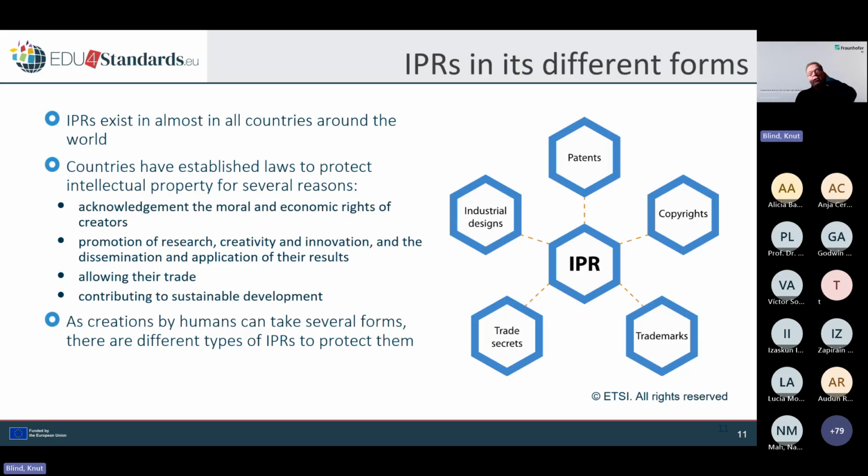And what is the reasoning? Why does it make sense to have these intellectual property rights? And there's a long history why this is established. It's about the general acknowledgement of the moral, but also the economic rights of the creators, because they make investments, they spend time, they maybe spend resources, and this is important.